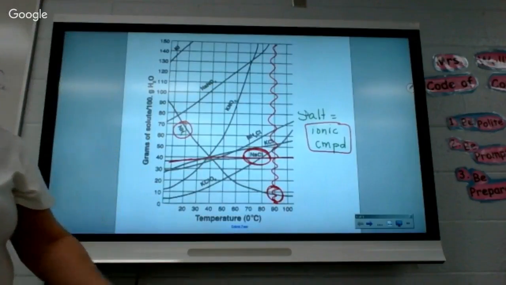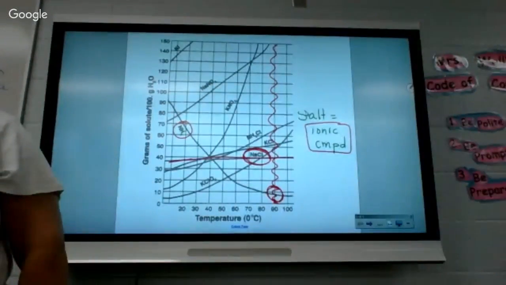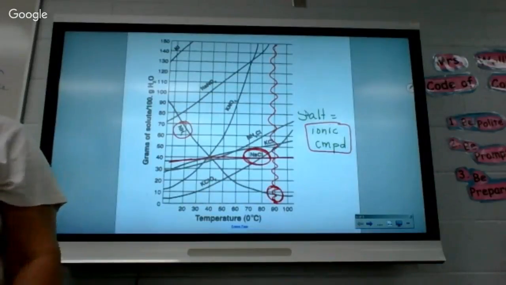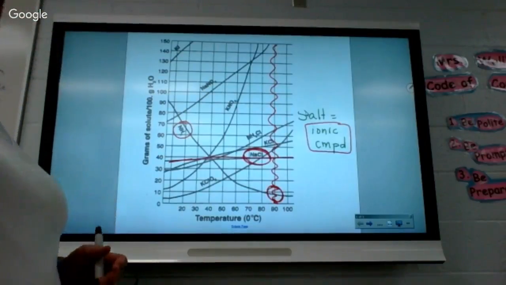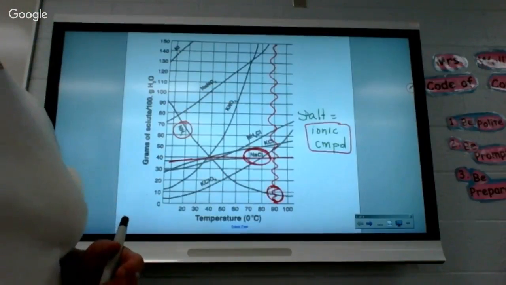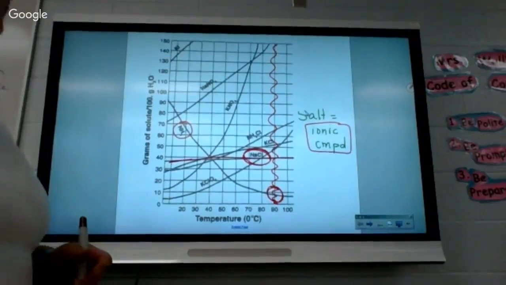Now, why do we call NaCl a salt? Because it's the most common salt, all right? But all ionic compounds are salts. Questions about reading a solubility graph? Yay or nay?